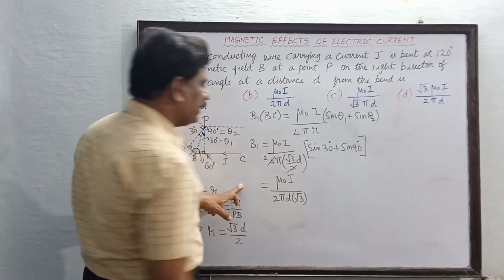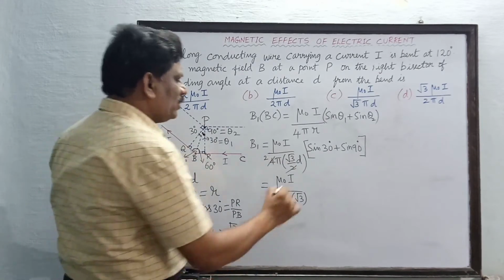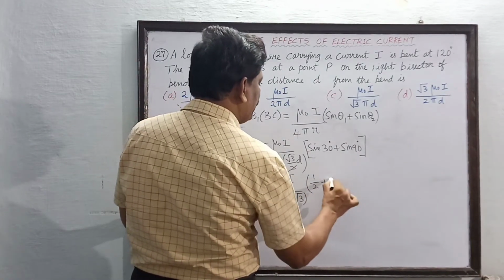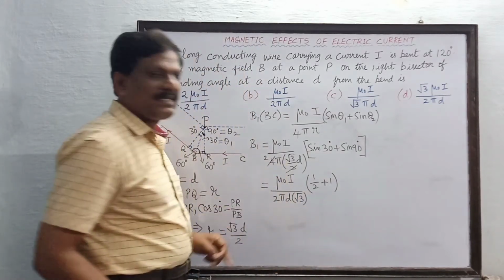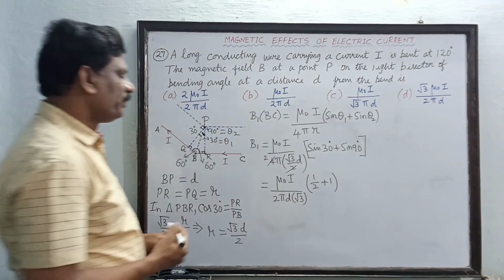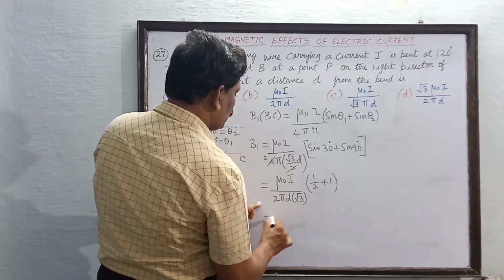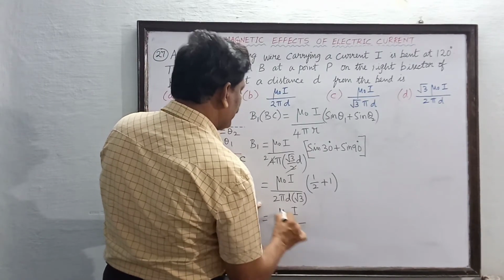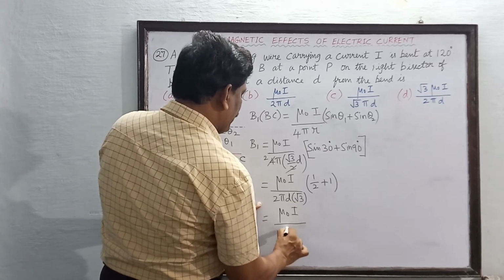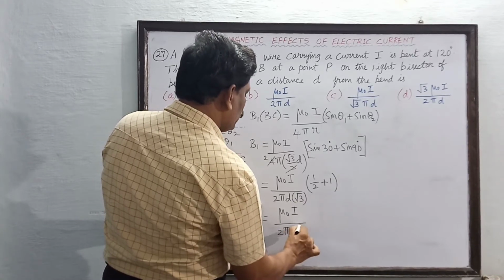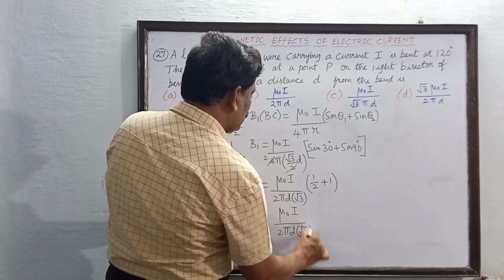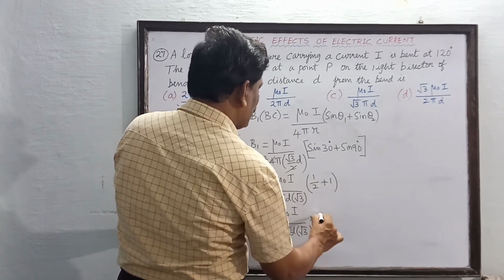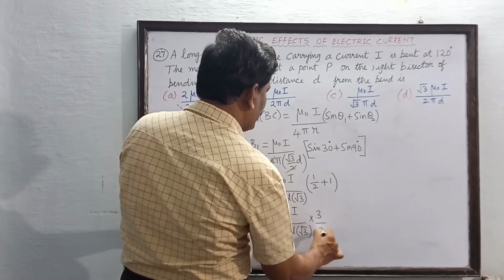So into root 3. Sin 30 is 1 by 2, plus sin 90 is 1. So 1 plus half is again 3 by 2. So this is now equal to mu naught into I divided by 2 pi d into root 3, into 1 plus half, which is 1 and a half, that is equal to 3 by 2.